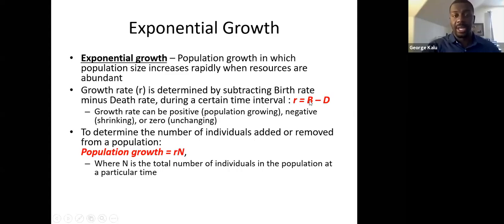So again, growth rate is the birth rate minus the death rate. Population growth, in terms of the number of individuals being added into the population or removed, is going to be the growth rate times the population size.